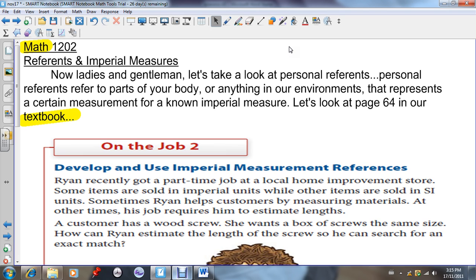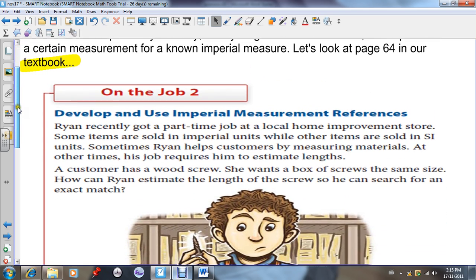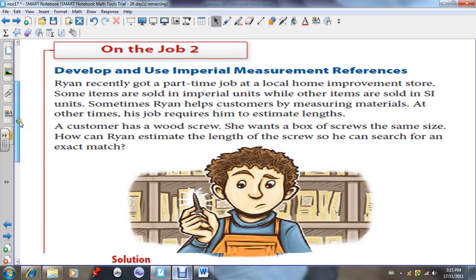Anyway, let's go on. If you're not done copying, pause me, and when you're done, restart the video. If not, let's take a look at page 64 in our textbook now. So get ready. We're going to get on the go. Page 64 right now. On the job.